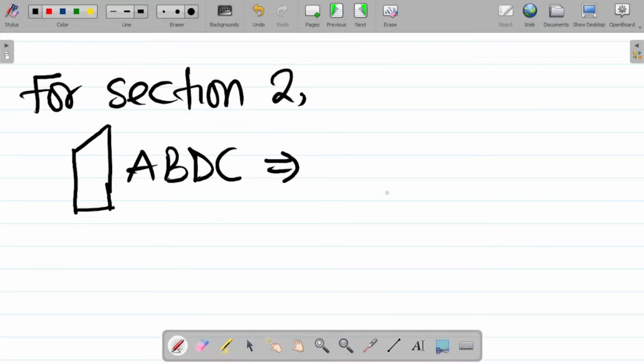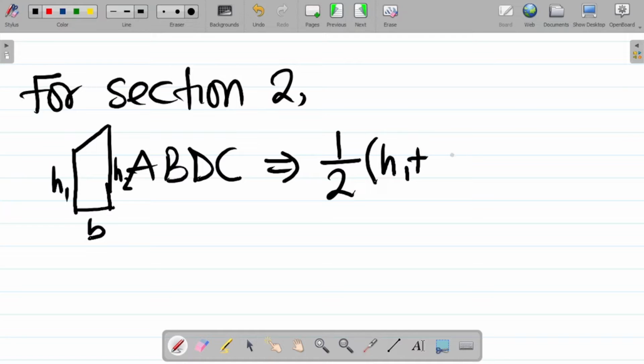Now what's the area of a trapezium? Can you remember? The area of a trapezium is simply equal to half. A trapezium usually has two different heights. Let me call this H1, and I'll call this H2. I'll call this breadth B. To get the area of a trapezium, simply take half into H1 plus H2, the different heights, then times B. That's how we get the area of a trapezium.